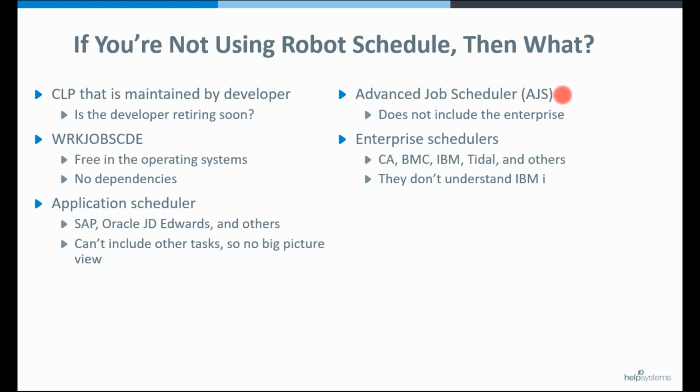And then AJS, probably the biggest weakness. That's the IBM Advanced Job Scheduler. Doesn't include the enterprise scheduling piece. Lacks in reporting when it comes to compliance and audit. That's some of the challenges we see with that technology. And then, of course, enterprise schedulers. There's still CA or Broadcom, BMC, IBM themselves, which is actually owned by HCL, which is the old Tivoli product, Tidal, Redwood, and others. Most of those companies do not understand IBM I. You're on your own, and they lack the capability of functionality that we have in Robot Schedule because it's been built for IBM I.